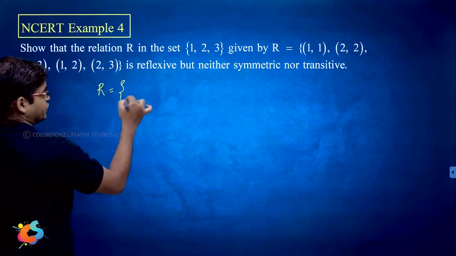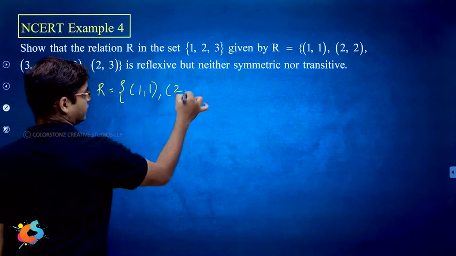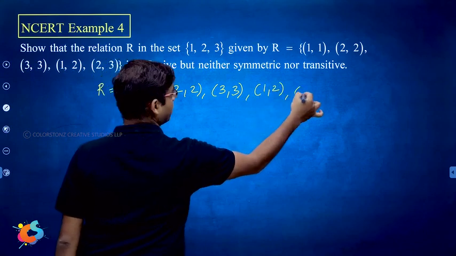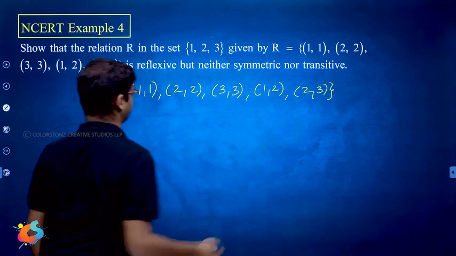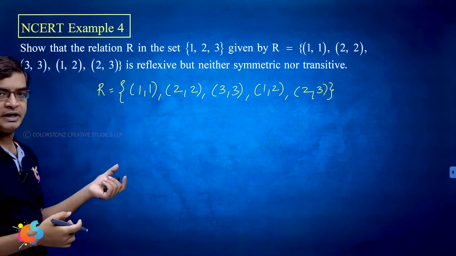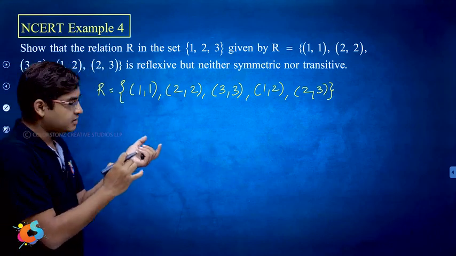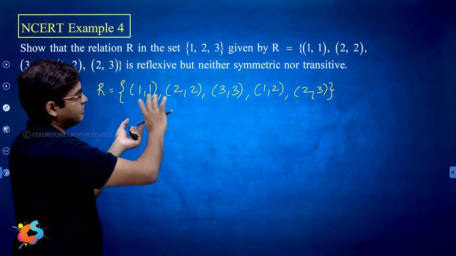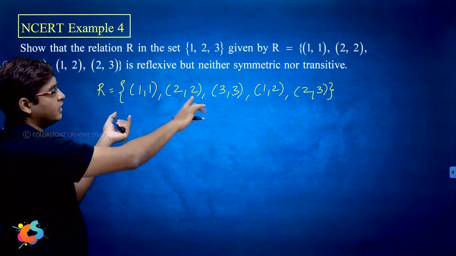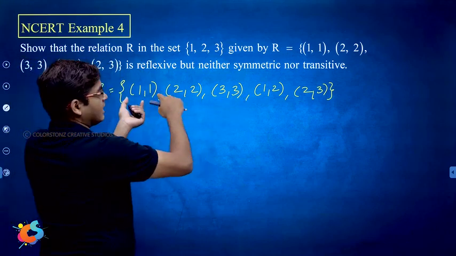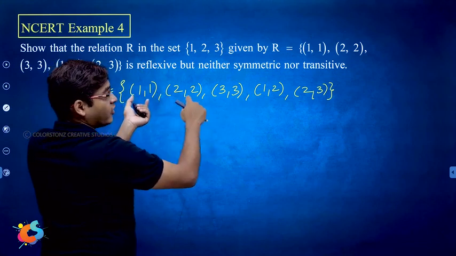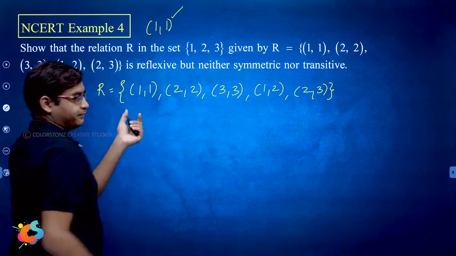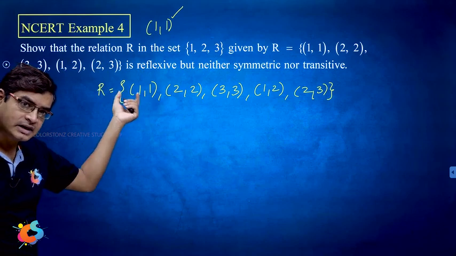This checking will be the same procedure as we have studied just before. 3, 3, 1, 2 and 2, 3. So what is the procedure? You take one ordered pair. Take the second coordinate, 1. Is there any ordered pair starting with 1? Yes. So 1, 2, is it there? Yes, it is there, right? So therefore 1, 1, 2 is there. Is there any other ordered pair starting with 1? No. So therefore on 1, 1 you got a tick mark. Checking for this ordered pair is completed.